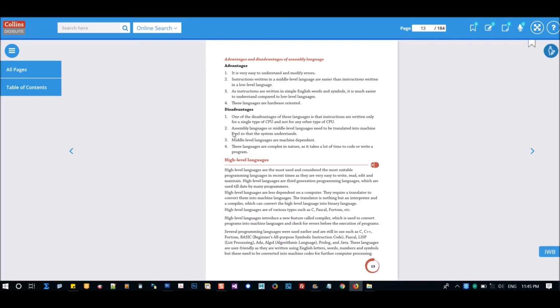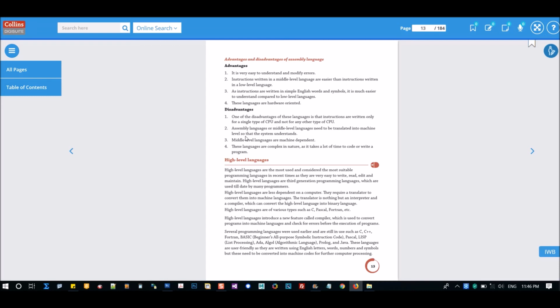Another disadvantage is that assembly language or middle level language needs to be translated into machine language so that the machine understands. The second point is that it always has to be translated into machine language. Since we are using English words and symbols, this has to be converted into 0 and 1 for the machine to understand. So every time we write in assembly, we need to translate it.